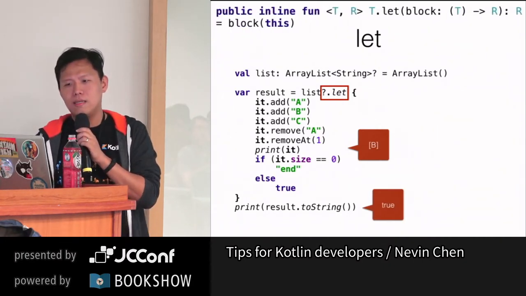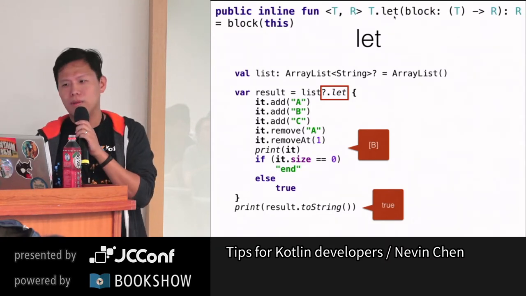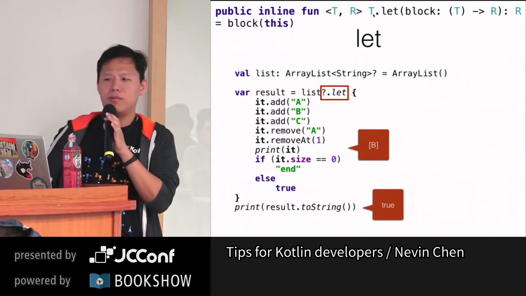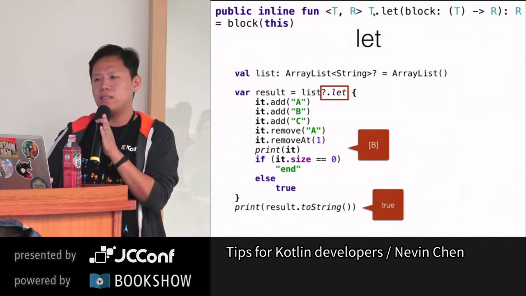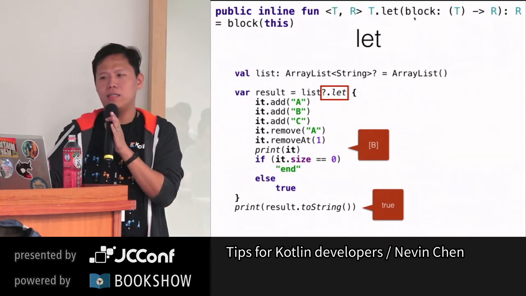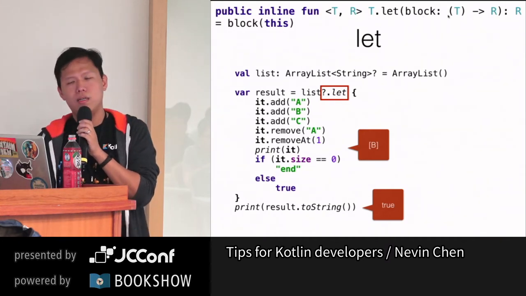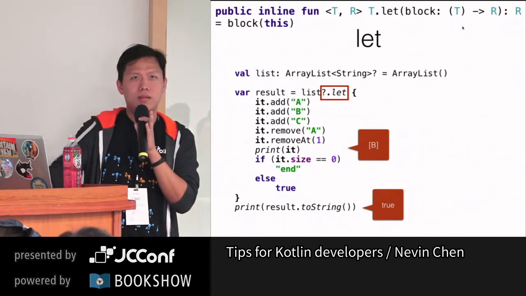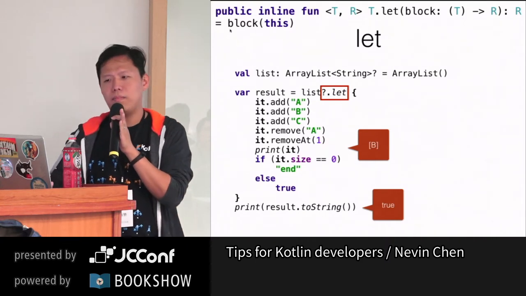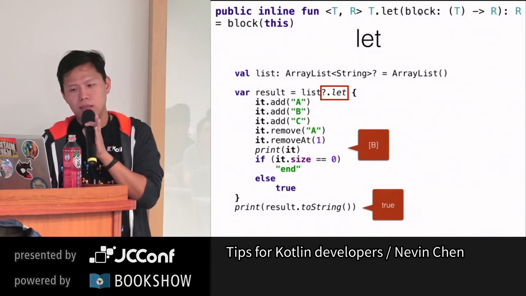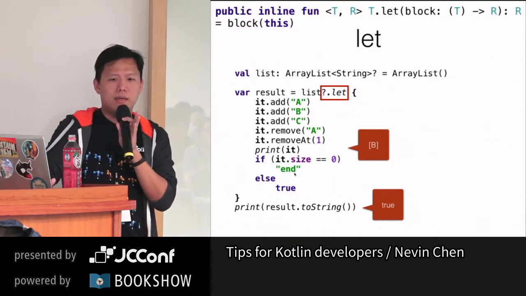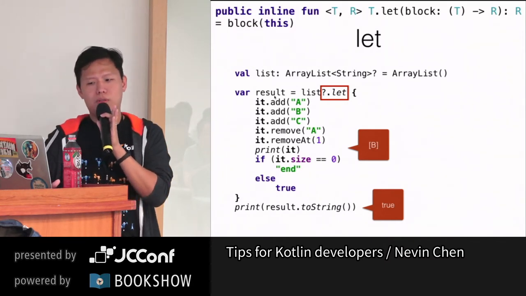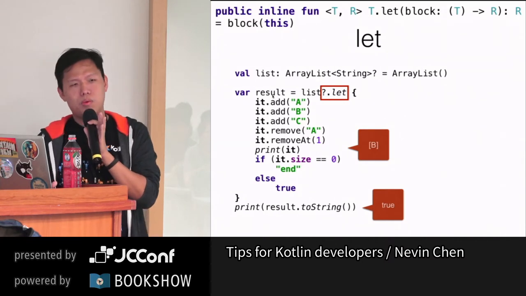Let's take a look at this standard library function. It's an extension function, a function with receiver. It's an extension function that extends type T, and what it does is accept a parameter called block. The block is a function. The function takes T as a parameter and returns R, and the type of R is defined by the block you pass in. So if this block returns a string, the result will be string. If this block returns true, the result will be boolean.